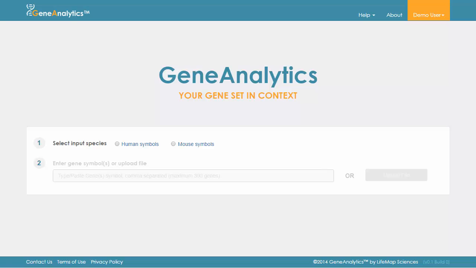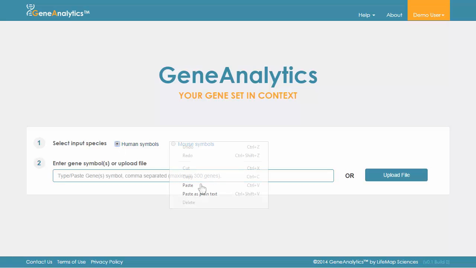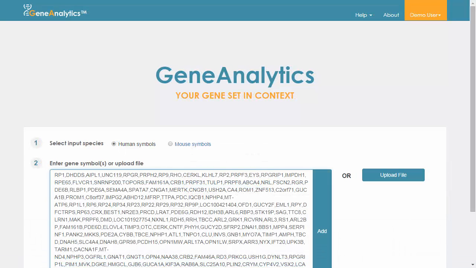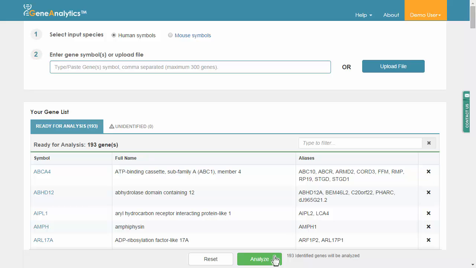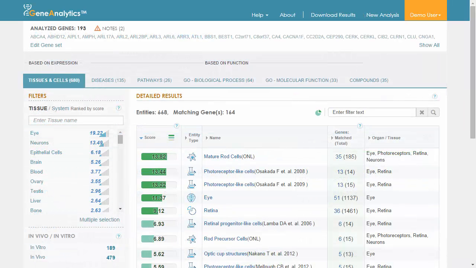We'll start our analysis by selecting the input species, which is human in this case. We then copy the list of genes into GeneAnalytics. Let's click on Analyze to get the matching results. The results are divided into several sections: expression-based analysis of matched tissues and cells, and function-based analysis of matched diseases, pathways, gene ontology terms, and compounds.